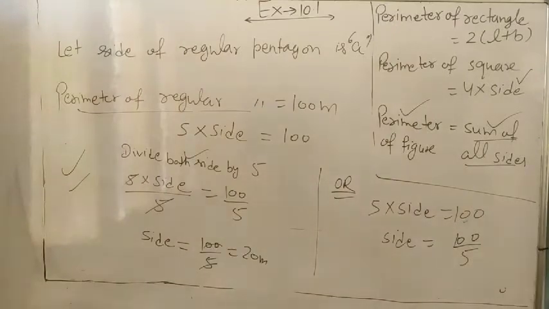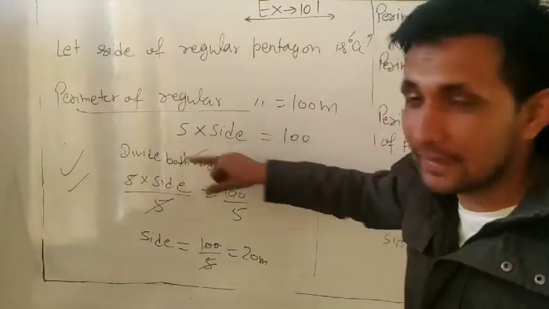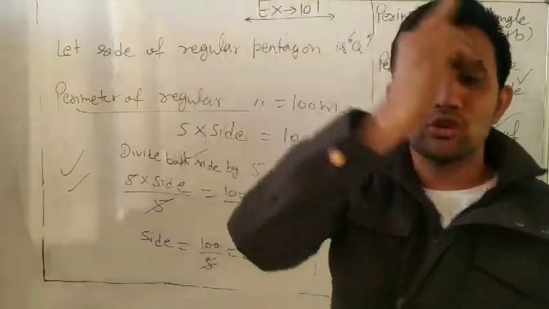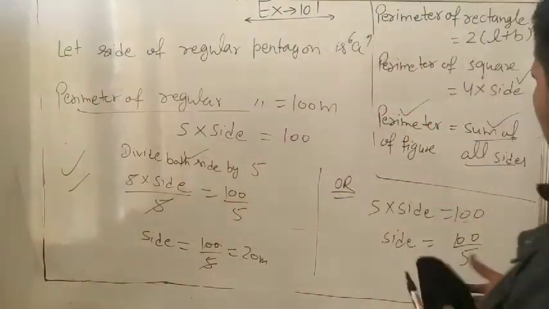So always remember, if we change the sign, multiply on one side becomes divide on the other side, and divide becomes multiply. Same as it is: positive on one side, negative on the other side, positive. Always remember. Okay.